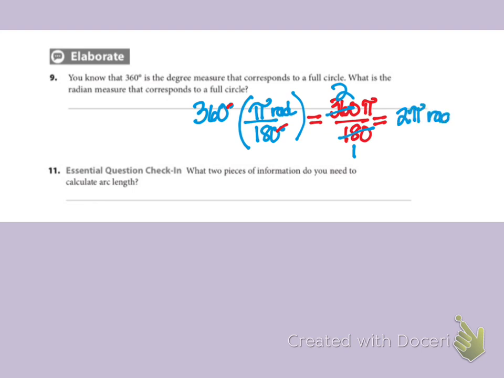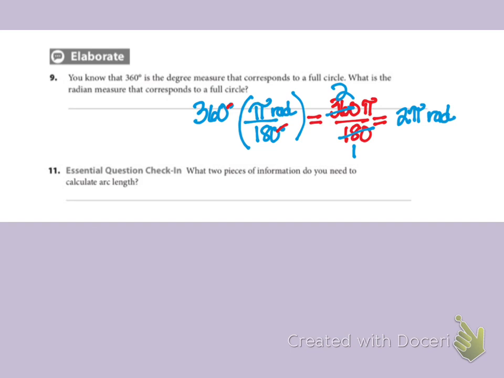That's going to be really important. We're going to learn this thing in Algebra 2 and beyond, called the unit circle. And the unit circle is measured as 360 degrees or 2 pi radians.